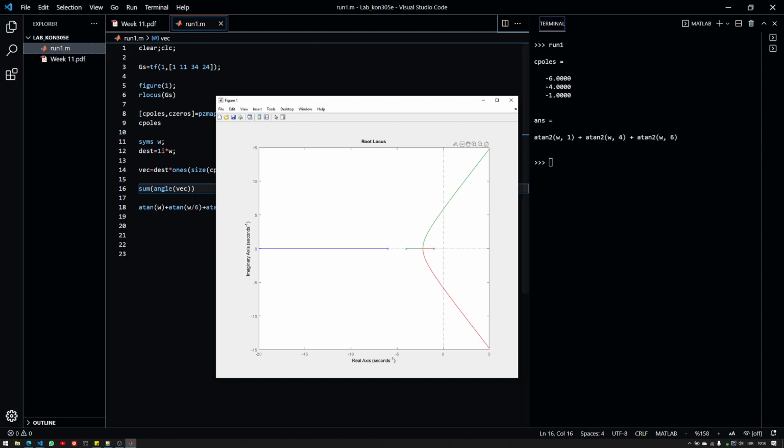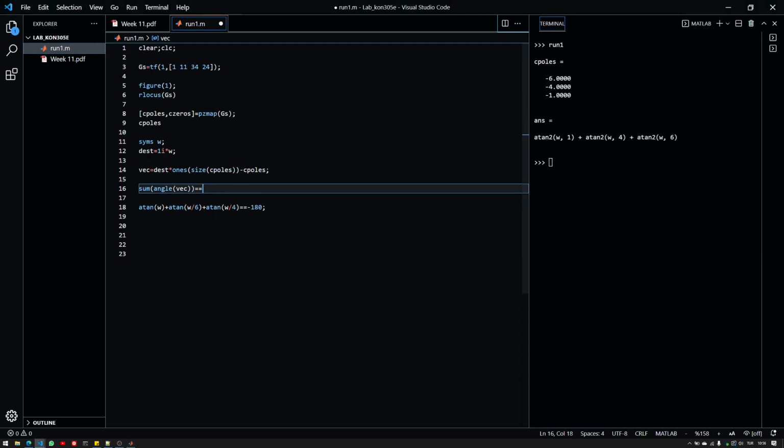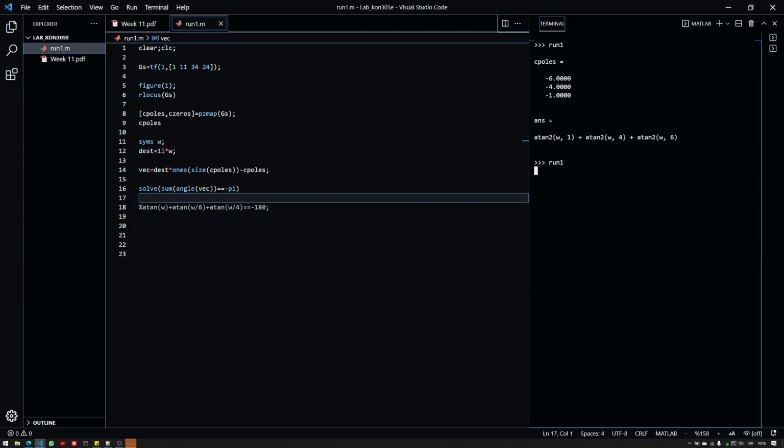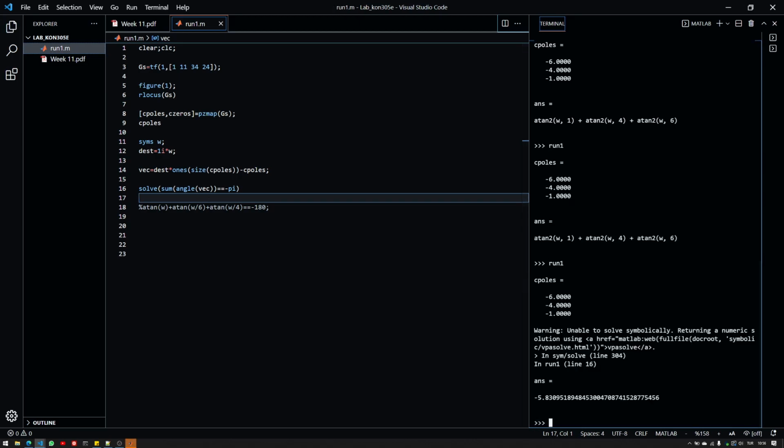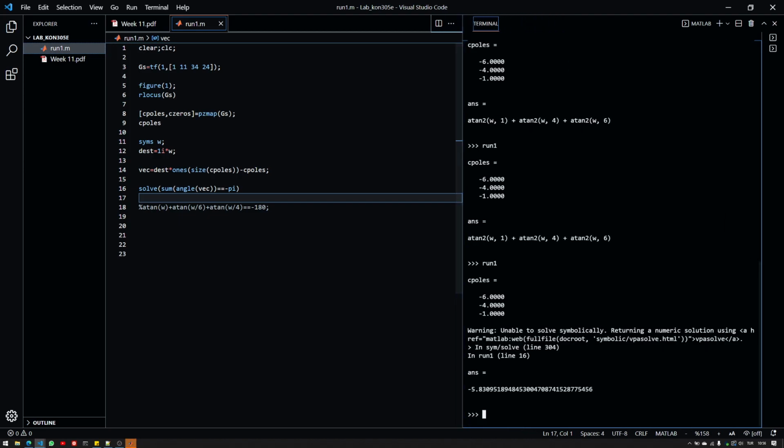So now this sum should be equal to, I guess, minus pi in our case. The angle sum, yeah. And is there a way of calculating this? So maybe let's try solve, but I'm not really sure about this. So yeah, unable to solve it, and it also somehow found a negative one.